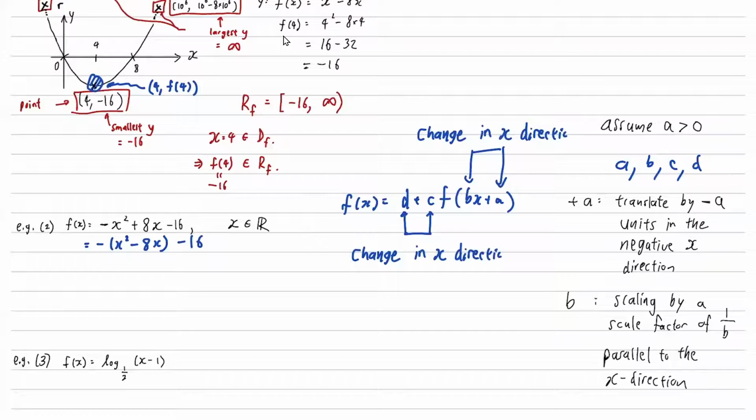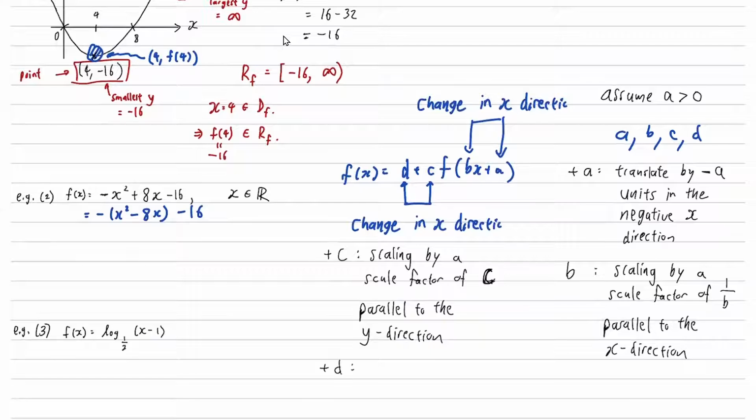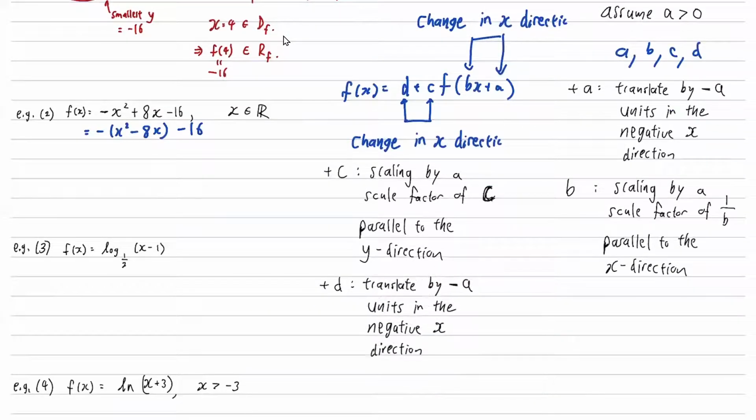Then how about plus c and plus d? Okay, I'll just draw it over here. The c here, when you multiply it to the f, it means that you're changing the y, you're scaling by a scale factor of, this time it's not 1 over b, it's just c. Don't need the 1 over anymore. Just c parallel to not the x direction, but rather the y direction. Okay, graphical transformation, one more: plus d would be translate in the positive d direction. Okay, let's just assume that d is positive as well.